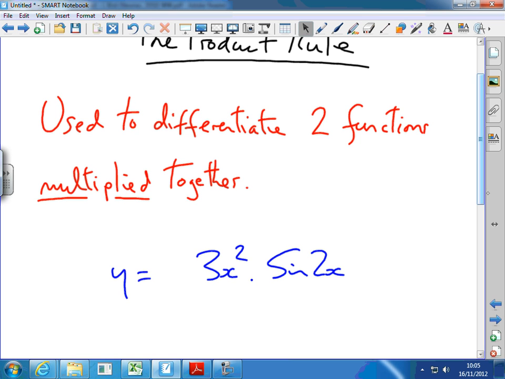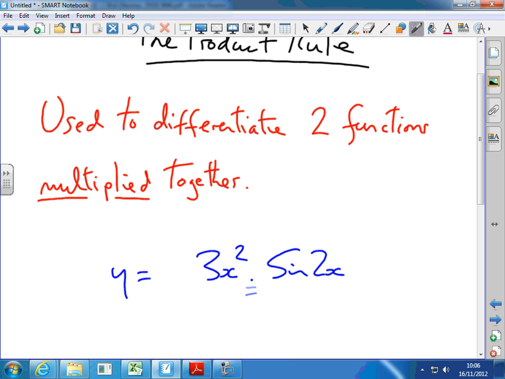First of all, it applies when we've got two functions multiplied together, as it says here. And how do you know I've got two functions multiplied together? It's if the variable, in this case x, appears more than once. So I've got 3x squared, that's one function. And I've got another function, sine 2x. And they're multiplied together. This dot here means multiply.